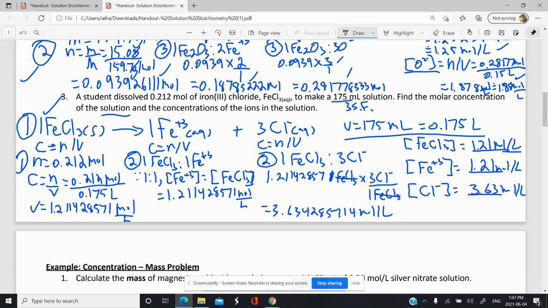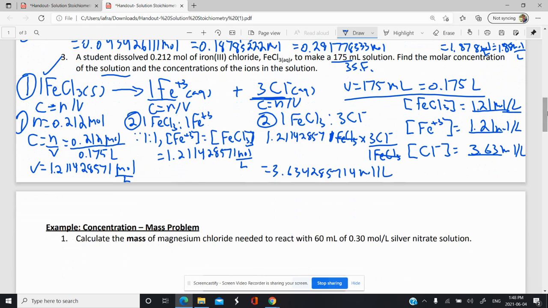Now, what do you notice about the concentration of Fe3+ and Cl-? How does Cl- compare to Fe3+? Right, 3 times larger. And why does that make sense? Because, see over here, it's a 1-to-3 ratio. So technically, once you find your Fe3+, you could also just multiply it by 3 to find the Cl- here, because there's 3 times more Cl- in your solution than there is Fe3+.